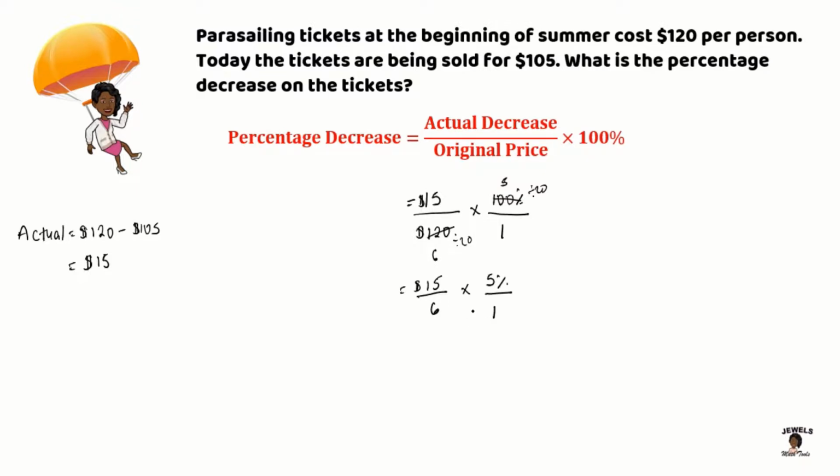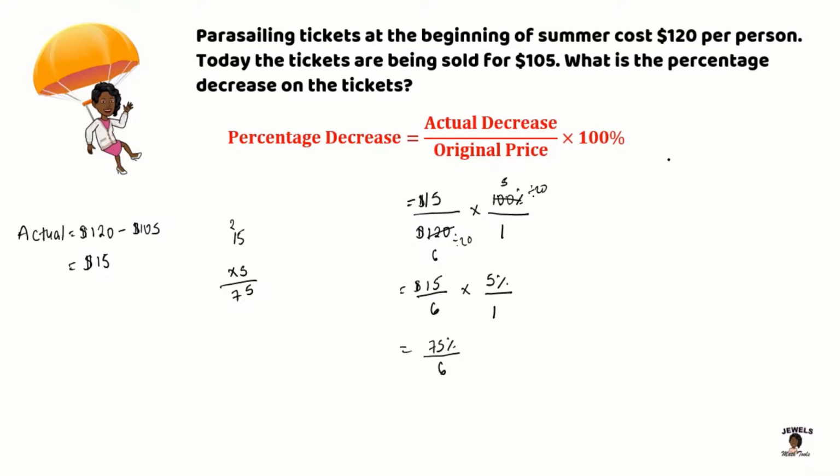Now here we can decide to multiply our numbers out, multiplying our 15 times 5. So 5 times 5 is 25. We put our 5 and carry the 2. 5 times 1 is 5 plus 2 will equal 7. So we have 75% all over 6.